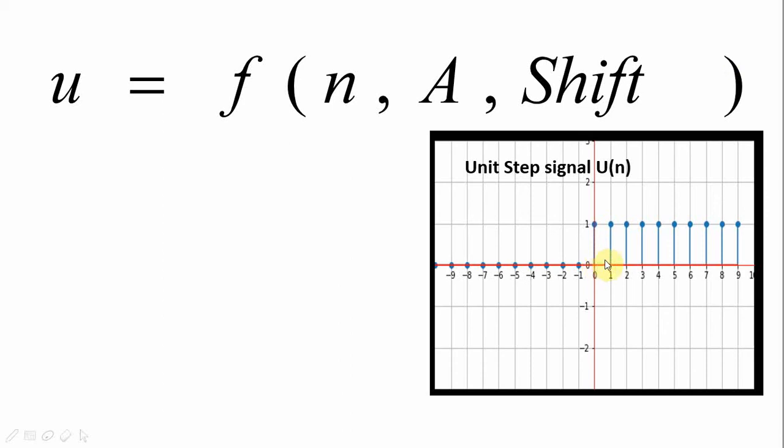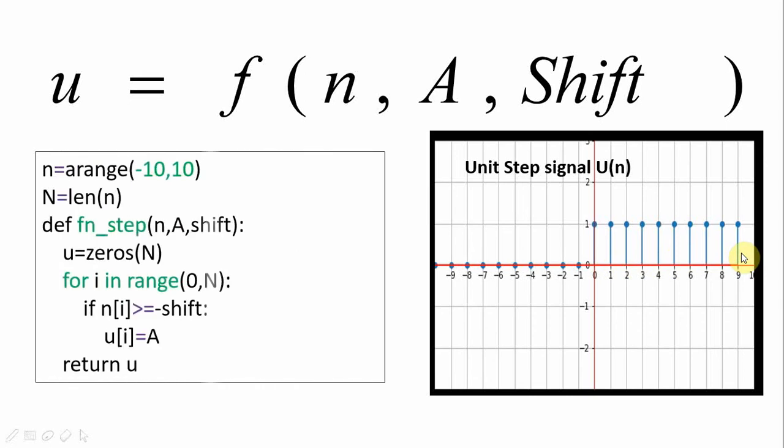Graphically it looks like this. Its value is 1 for n values greater than or equal to 0, and it is 0 for n values less than 0. And here n takes only integer values. So we have to modify the code that we have written for continuous time step signal a bit so that it suits the discrete time domain.